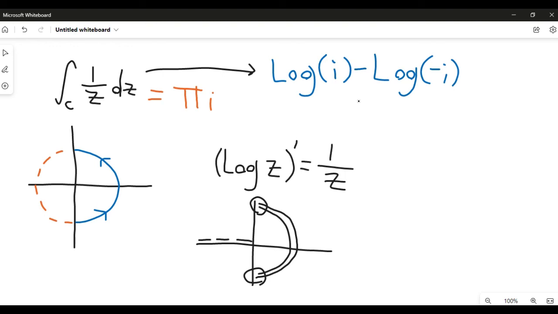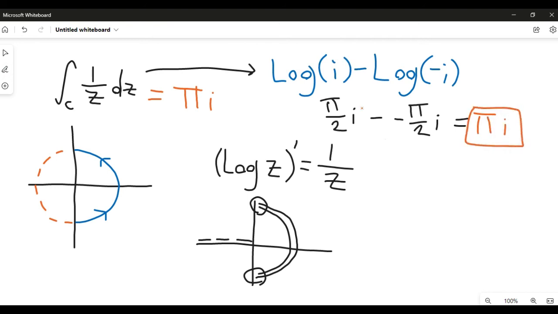So what does that mean? Well, I can write log of I as pi over 2 times I, okay, because that's the argument of the number I. And then if I want the log of negative I, that's going to be negative pi over 2 times I. And then I'm subtracting. So overall, if I simplify this, I'm just going to get pi over 2 times I plus pi over 2 times I. And that's going to give me my result that I already wrote, but I'll write it one more time, that this integral is equal to pi I.